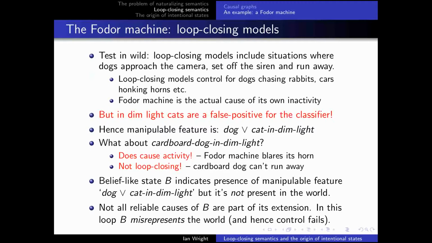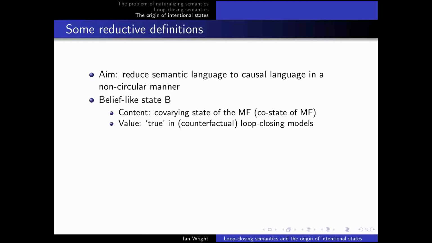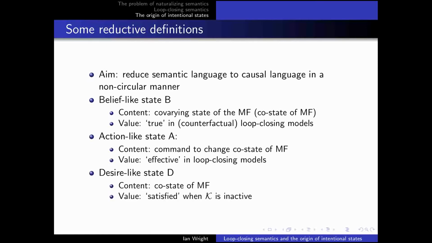We can do what this example suggests and define Tarskian-like structural mappings between the control mechanism's internal states and its world. And the manipulable feature is the key concept that allows us to construct non-circular, reductive definitions of some semantic properties. We can define the semantic content of belief-like, desire-like, and action-like states in terms of the manipulable feature, and the manipulable feature is ultimately a property of the causal powers of the control mechanism. And for some of the technical details of this mapping, please see the paper.